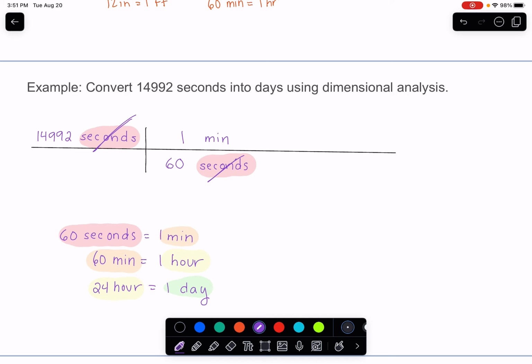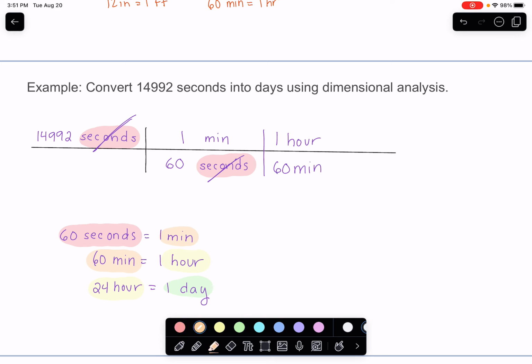All right, the next thing I have to do, I have to continue the problem. If I were to stop here, I would change seconds into minutes, but I want seconds to be in days. So I'm going to keep going. The next part of the problem, I have to change minutes into hours. And I know that there are 60 minutes in 1 hour.